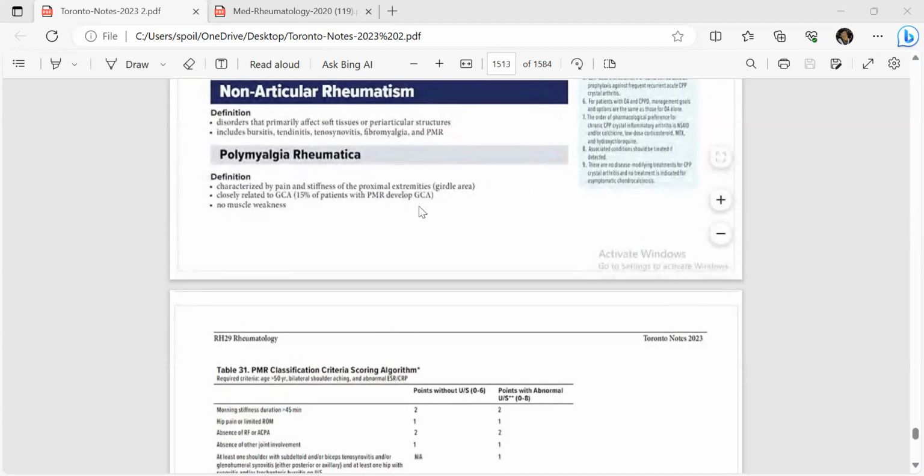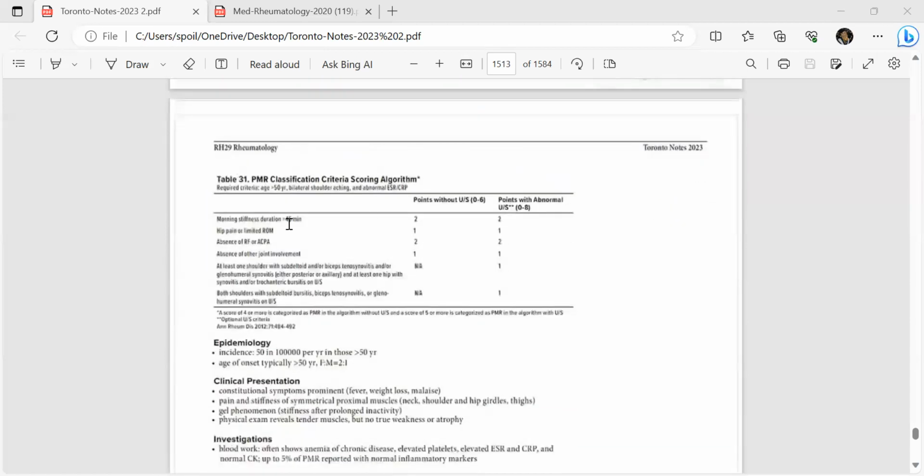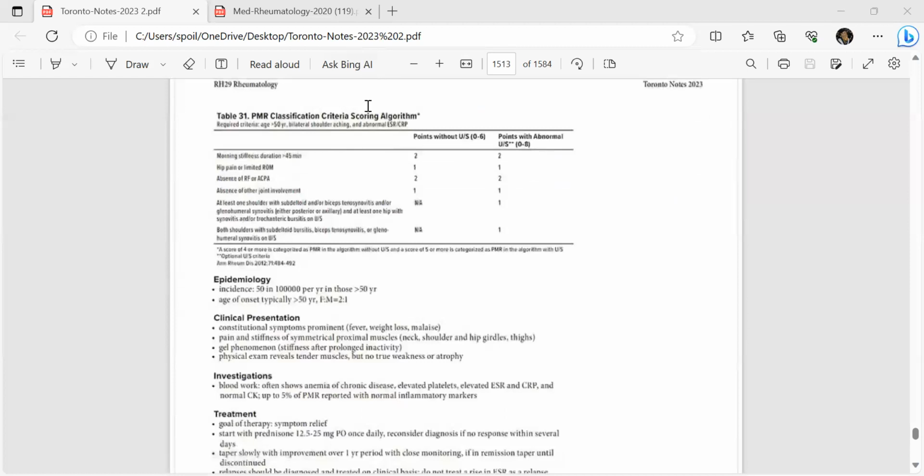And this pain is characterized by pain and stiffness of the proximal extremities. That is the girdle area, which is the hip, the base of your spine, the lower area. So morning stiffness and pain are associated, and 15% of patients will develop GCA, that is giant cell arteritis.